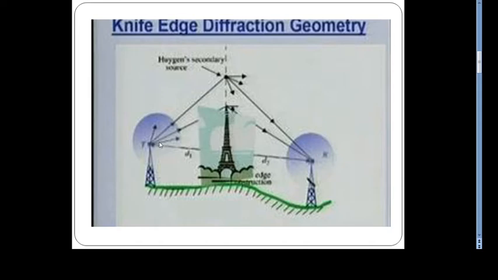Some amount of energy is radiated in the form of electromagnetic waves, which is shown by this blue shade. So it radiates some electromagnetic waves in the environment. This electromagnetic wave generated by the transmitter is obstructed or diffracted by this Eiffel tower, which presents sharp edges, according to the Huygens principle.